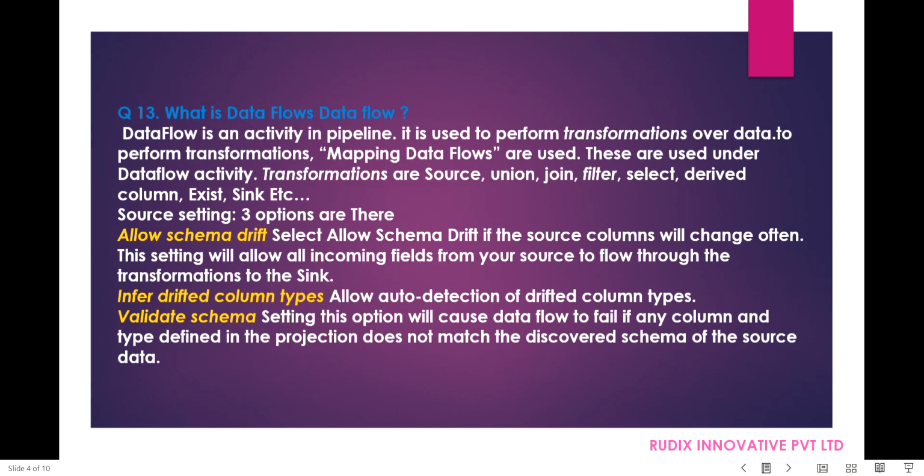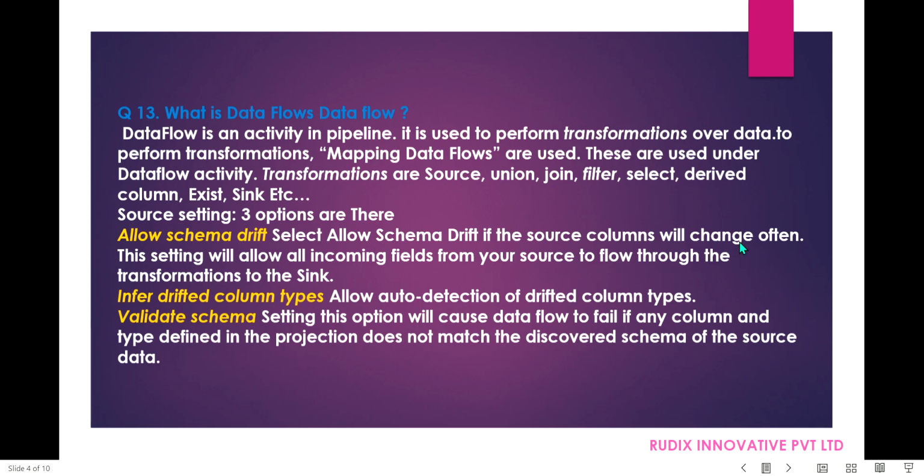Data flow is an activity in a pipeline. It is used to perform transformations over data. Mapping data flows are used under the data flow activity. Transformations are source, union, join, filter, select, derived column, exists, sink, etc.